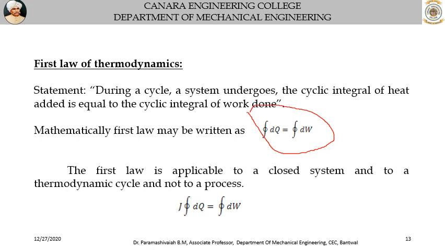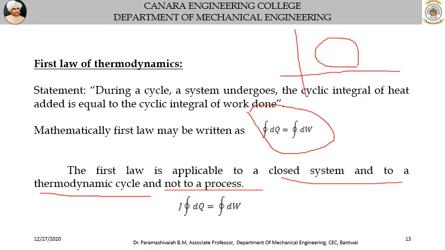The first law is applicable to a closed system and to a thermodynamic cycle, and not to a process. Always keep in mind, you cannot apply this first law to a simple single process. It is applicable only to a cyclic process wherein the system undergoes change of states from 1 to 2, 2 to 3, 3 to 4, through different stages, and then comes back to the original. It completes a cycle. For such a cyclic process, we can apply the first law of thermodynamics.